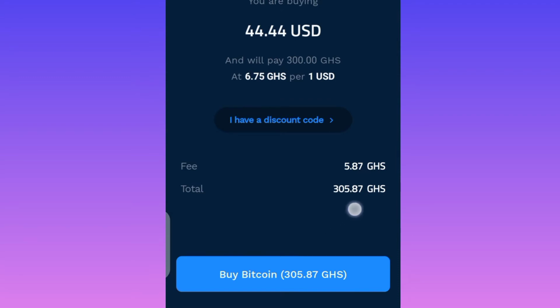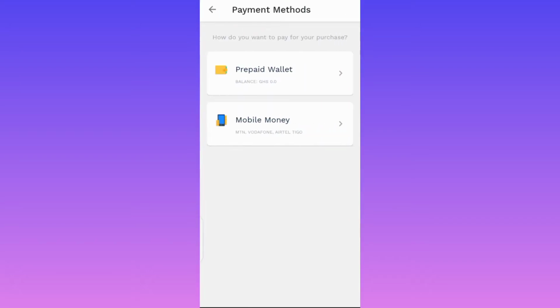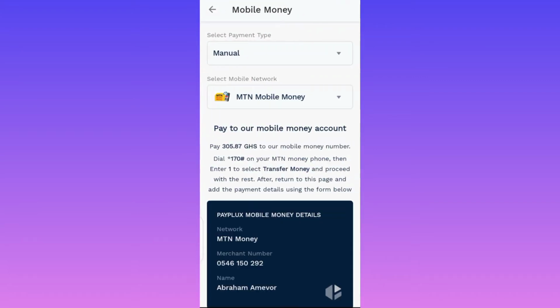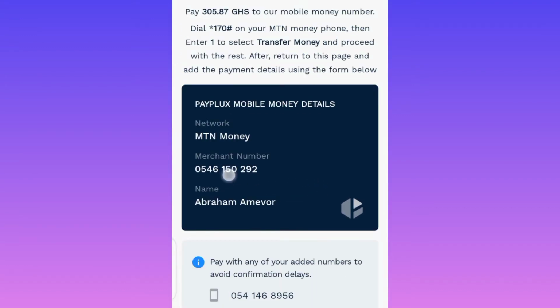All right, so now I have to make a total payment of 305.87 cedis. So I have to go ahead and buy Bitcoin. So I'll click here to buy the Bitcoin. I've accepted it. All right, so I have to use mobile money. Okay, so over here, remember we are still on the payplux platform. Payplux will give you the number to which you have to send the money and the name that will appear. So this is it. This is the name of the mobile money account that you have to send your money to.